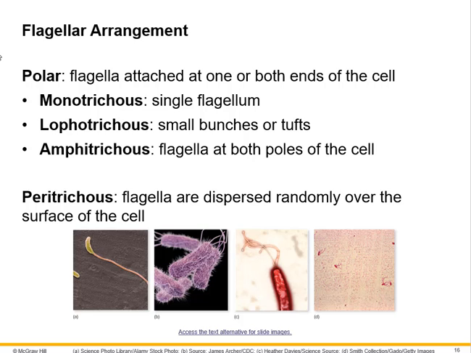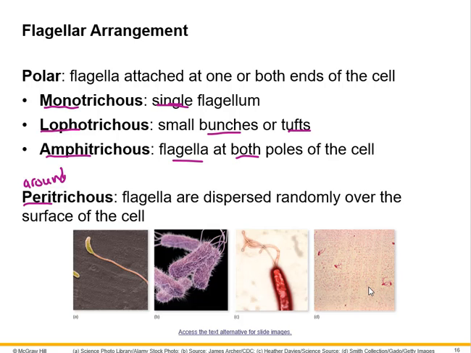So the flagellar arrangements, we have polar flagella, and then we have peritrichous. Polar means that they're at one or both ends, and if it has mono, that means one single flagellum. If it says lopho, it's a tuft or a bunch at one end usually, or it could be at both ends, but lopho means tufts. And then amphi means both, so you have a flagella at both poles. And then peri means around or surround, and so this is like all over the particular cell.